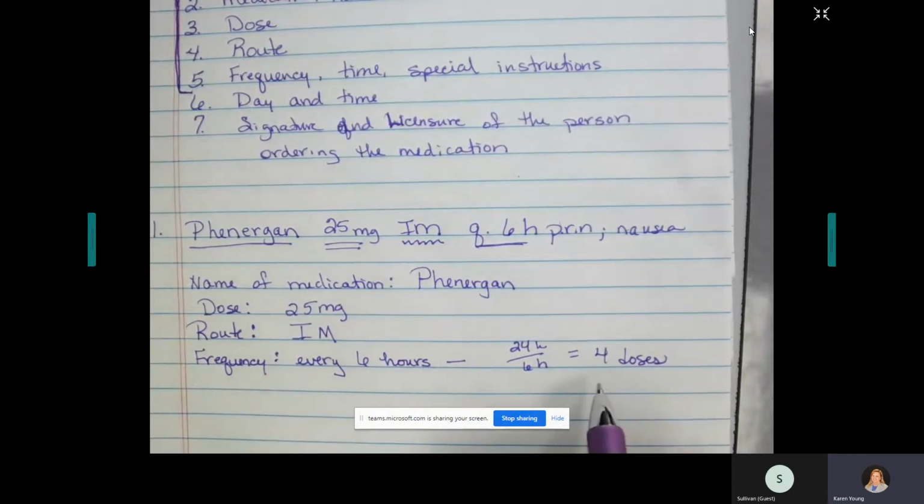So if you're asked how many doses will you give, because there's different ways, sometimes we'll need the number of doses.